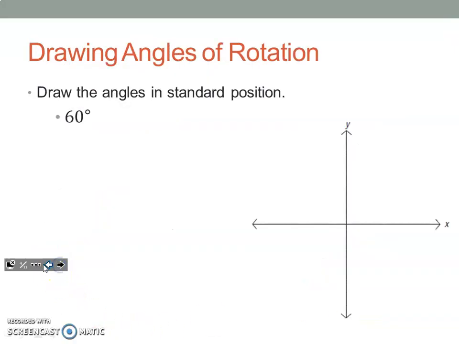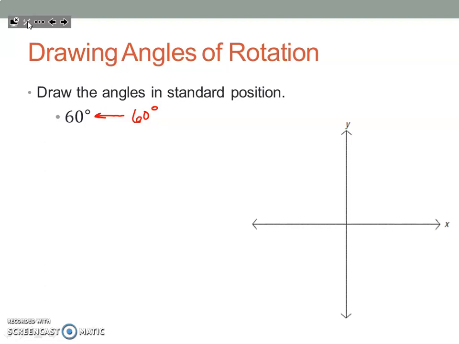Okay? So, starting out then, drawing our angles of rotation. Part of your homework is going to be in your book. All you have to do to start with is draw a coordinate plane first. You will need a coordinate plane. So we need to draw the angle in standard position. And we need to draw an angle of rotation of 60 degrees. Now, you're not going to be using a protractor, so you're not going to be drawing this exact, but we can make this somewhat close.